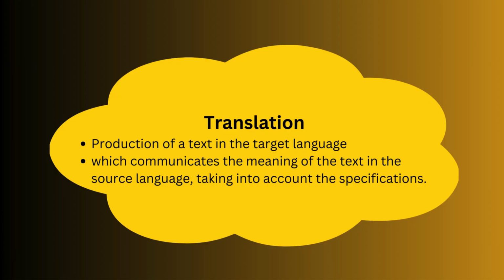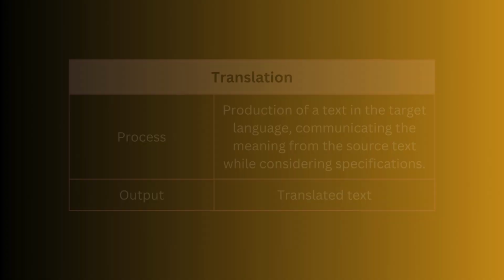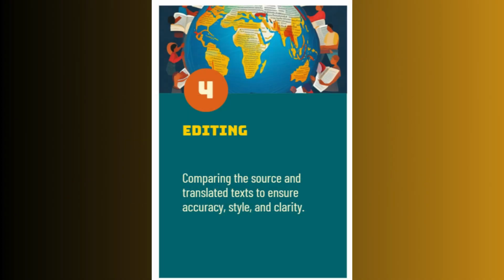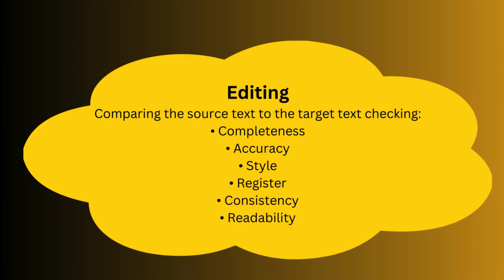Translators must consider the specifications, ensuring that the translated text is appropriate for its intended audience, purpose, and format. This phase requires a deep understanding of both the source and target languages, as well as the cultural contexts they represent. The goal is to create a translation that reads naturally in the target language while staying true to the original message.